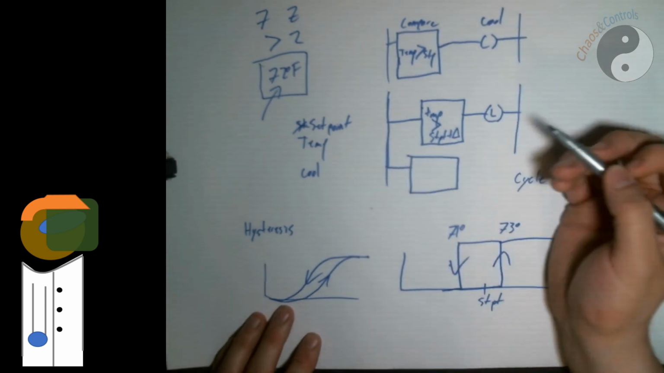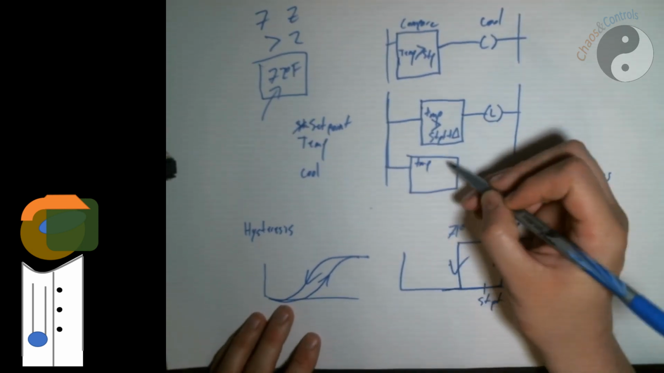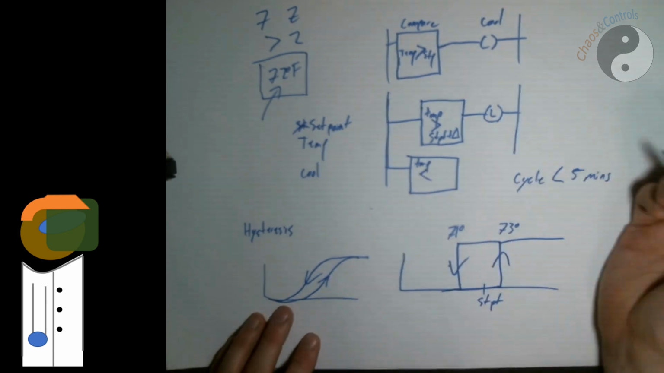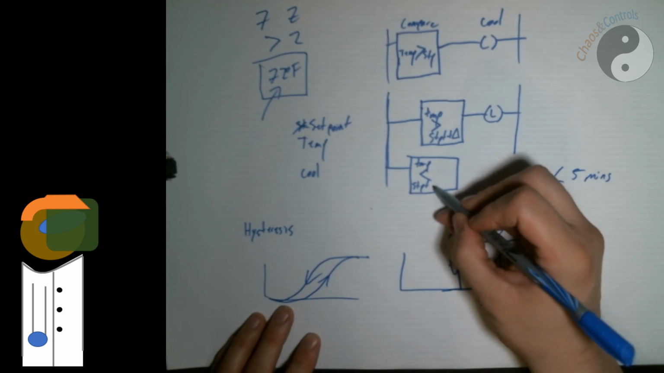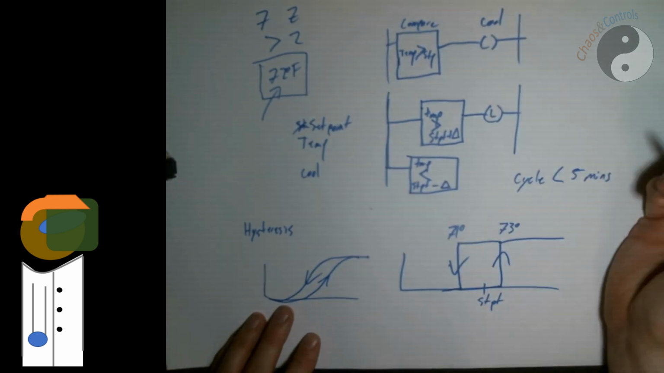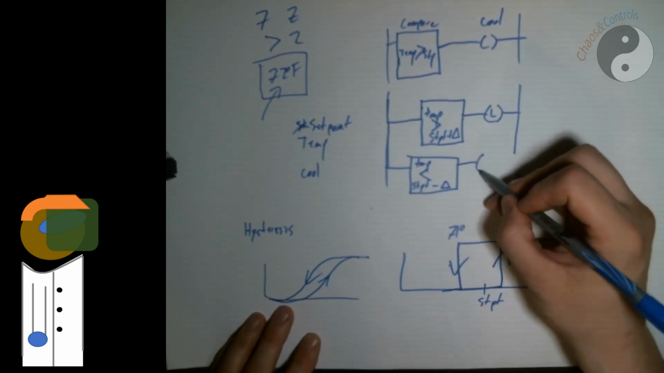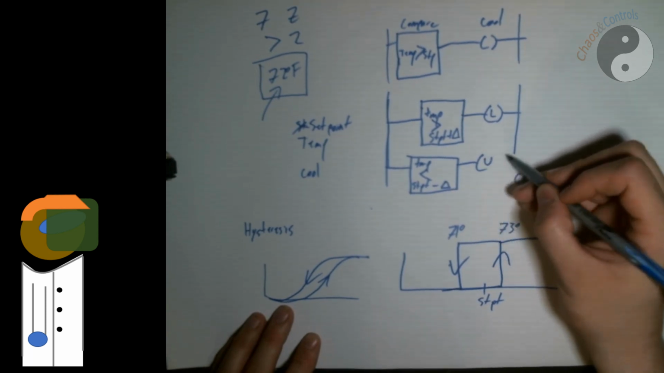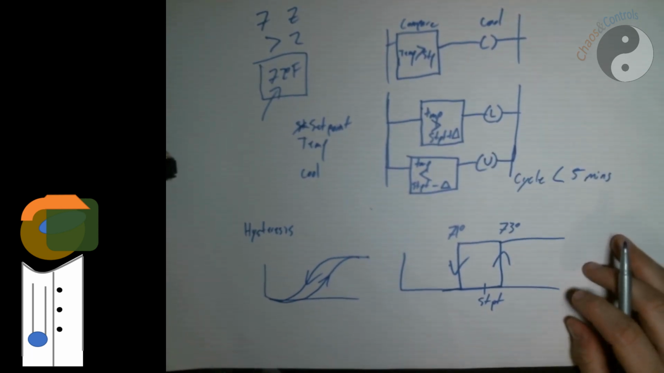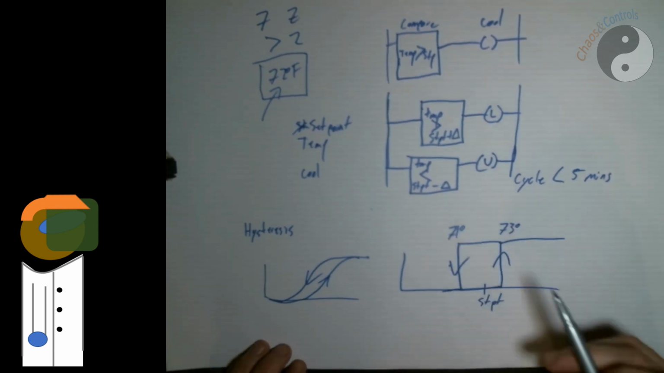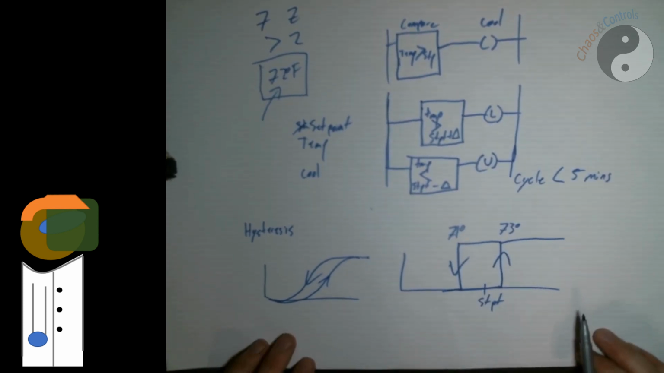And I'll have another comparator block. If my temp is less than, comparatively, my set point minus some temperature delta, then the opposite of a latch is an unlatch bit. This is much more likely to save your compressor.